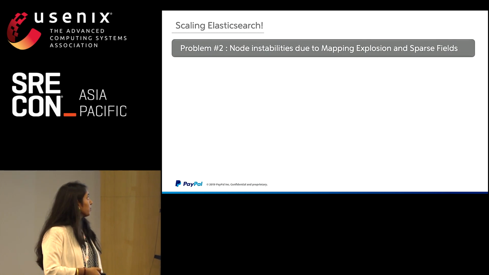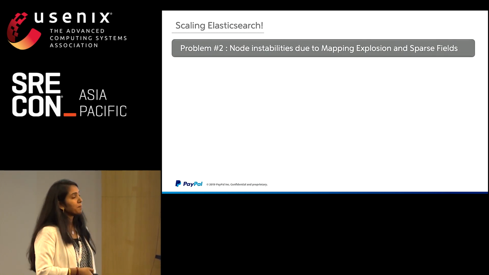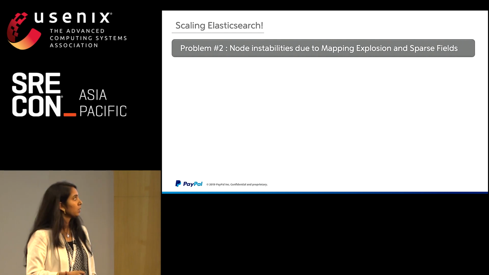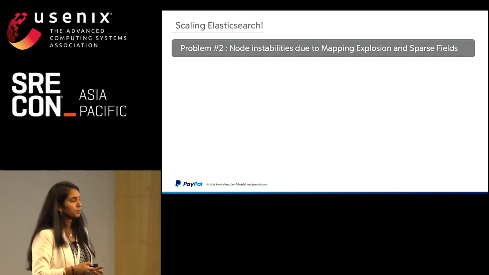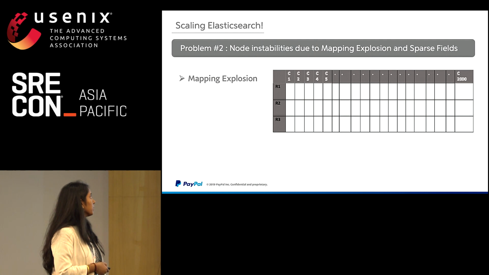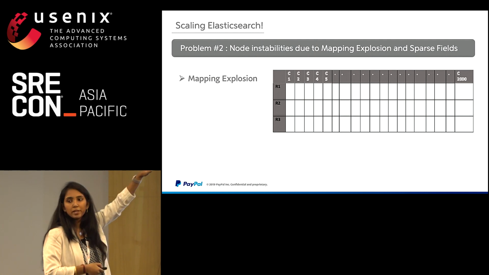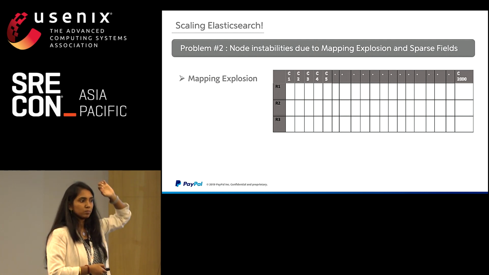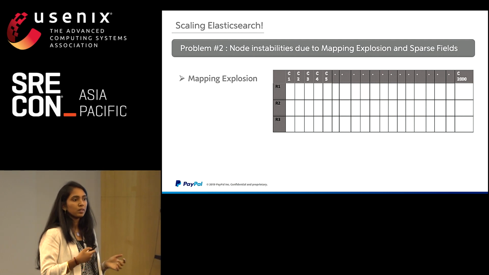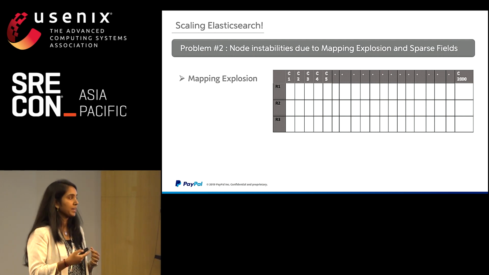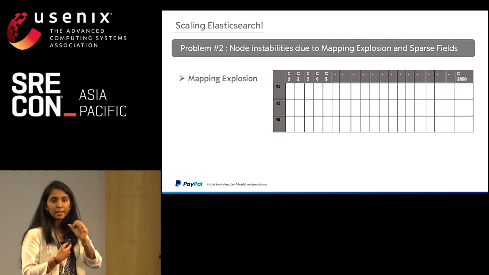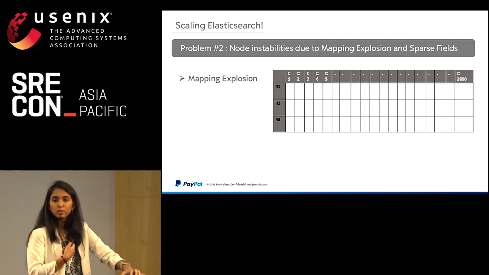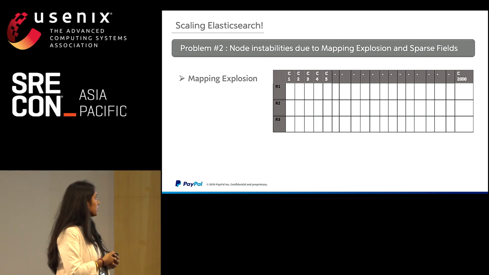Moving on, problem 2: node instability due to mapping explosion and sparse fields. Mapping explosion, what does that even mean? For a given index, you have too many columns. When do you think things like this can happen? Where you don't have proper orchestration and instrumentation on how you go about defining your fields, or what values you would put into a given cluster.